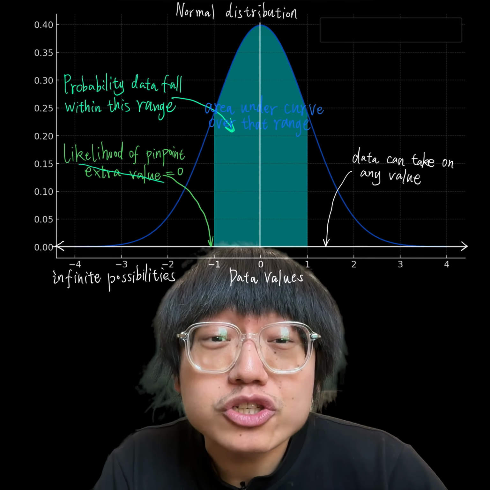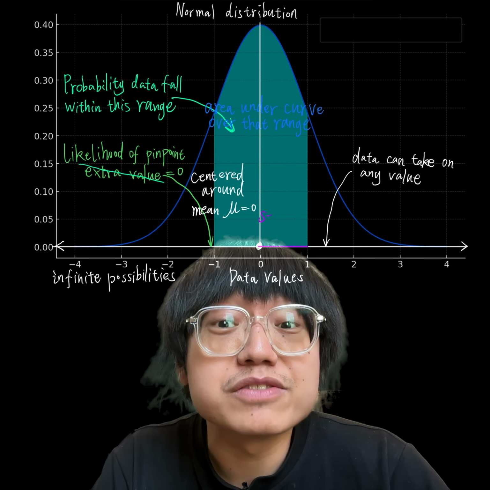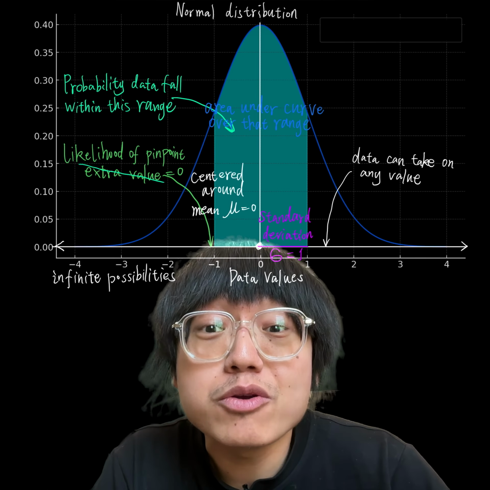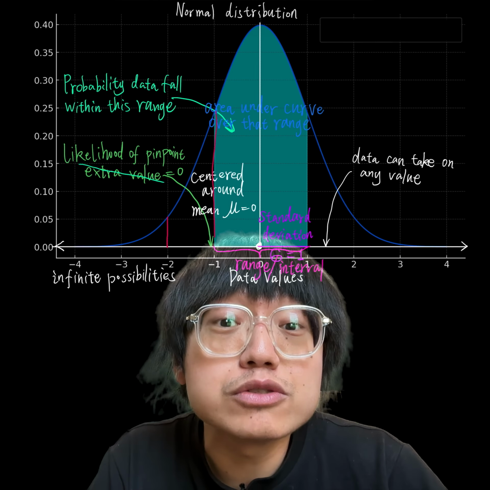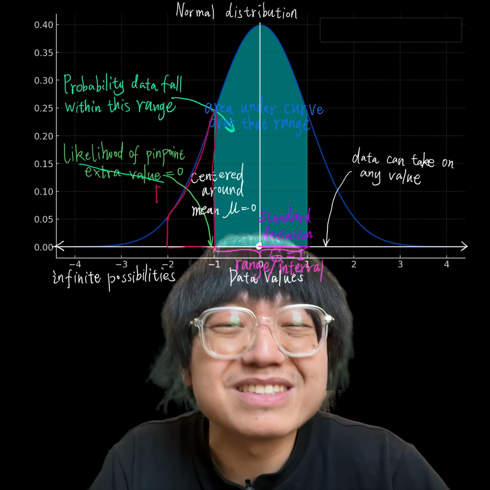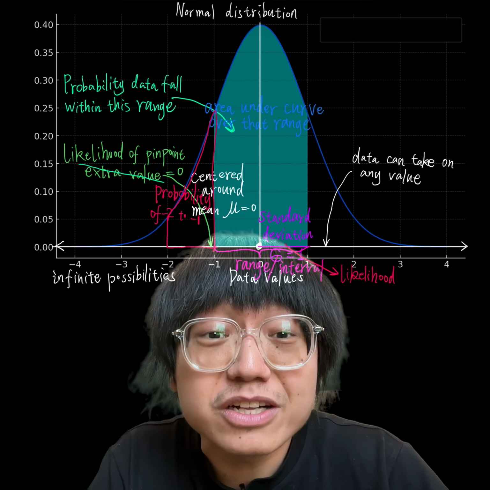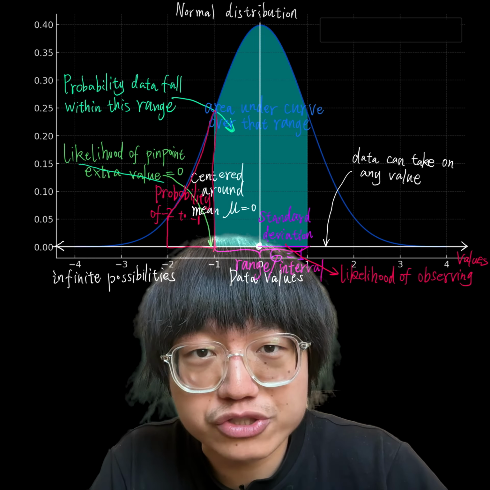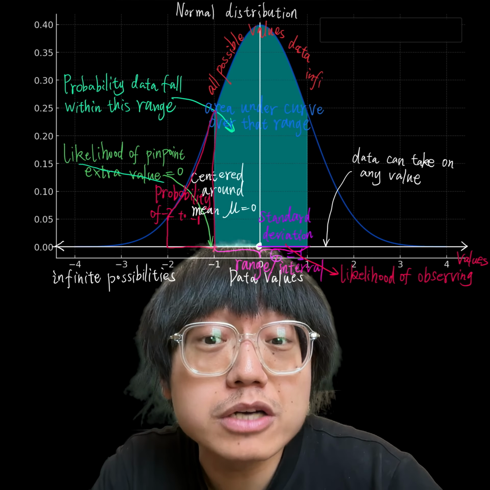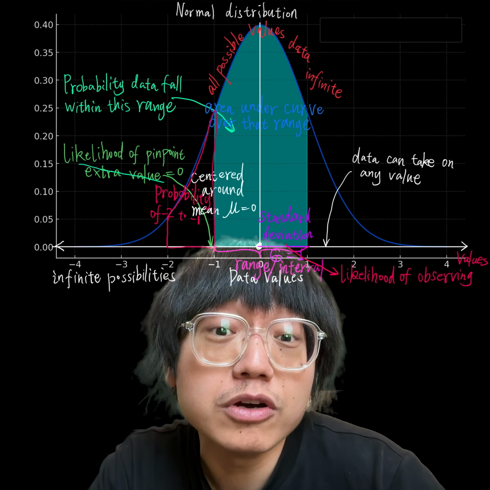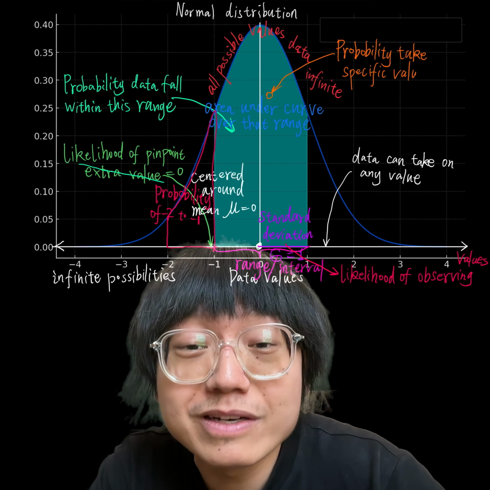In this normal distribution, which is centered around a mean mu of 0 with a standard deviation sigma of 1, this shaded area represents the range within one standard deviation from the mean, the interval from -1 to +1. It doesn't capture the probability of observing an exact value, but rather the likelihood of observing values within this range. This curve represents all possible values the data can take. Because the possible values are infinite, the probability is zero for the data taking any specific value, like exactly 0 or exactly 1.